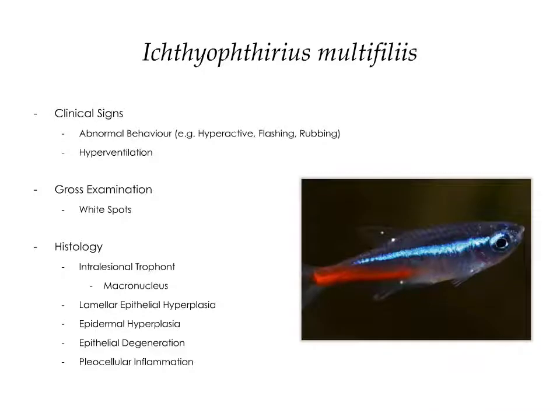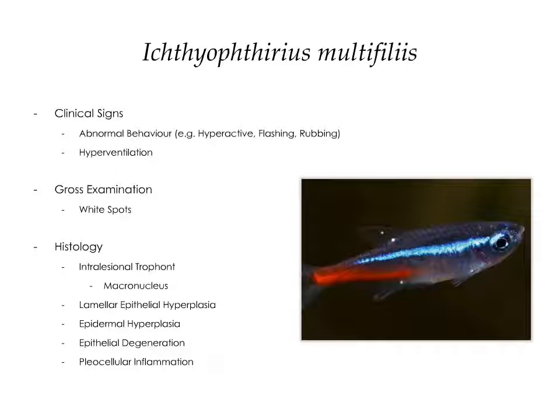Clinical signs associated with infection include abnormal behavior and hyperventilation. Examples of abnormal behavior include hyperactivity, flashing, and rubbing. On gross examination, the epidermis and the gill filaments may be covered in white spots. Histologically, there are large numbers of intralesional trophons with a characteristic macronucleus. The infection is associated with lamellar epithelial hyperplasia, epidermal hyperplasia, epithelial degeneration, and pleocellular inflammation.